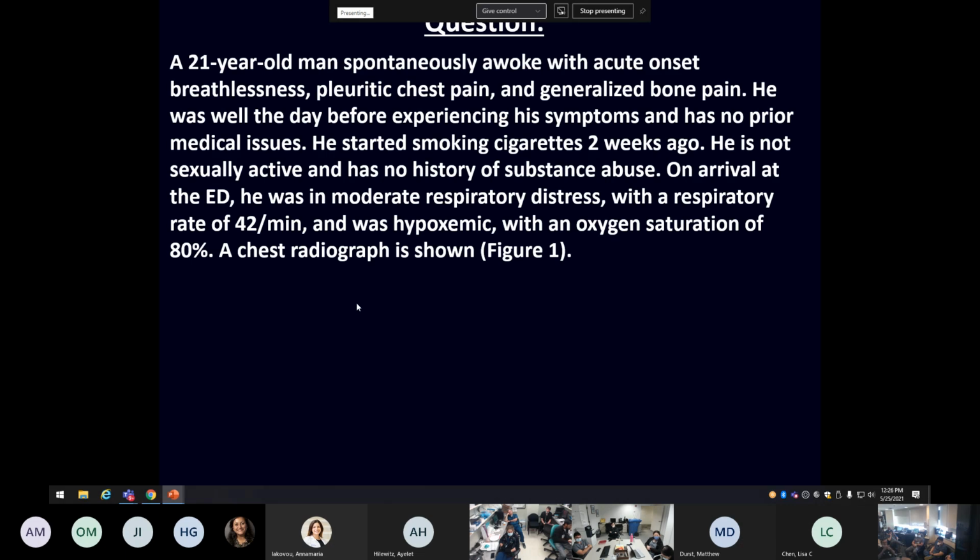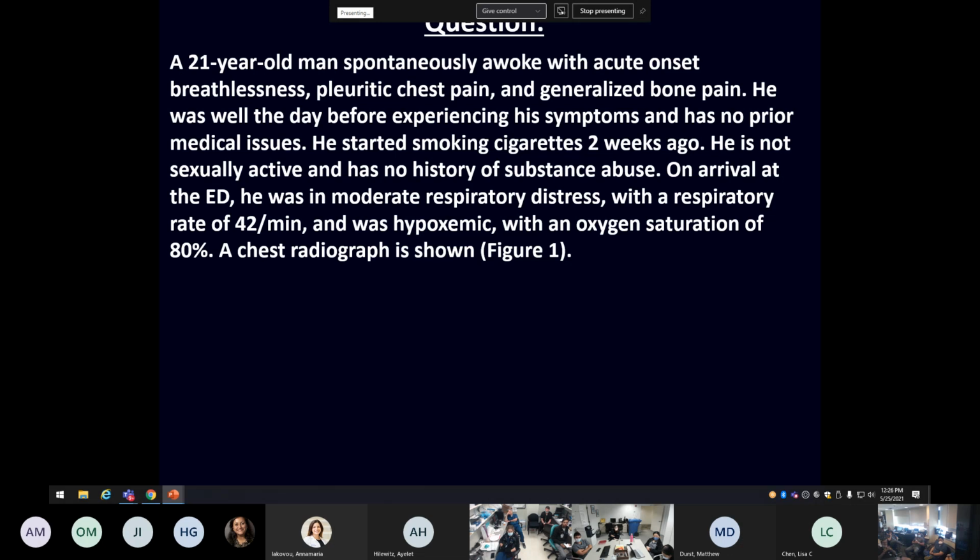So here, the second question, this isn't a giveaway because we just talked about it, but we'll answer the question. The 21-year-old man spontaneously awoke with acute onset breathlessness, pleuritic chest pain, generalized bone pain. He was well the day before experiencing his symptoms, has no prior medical issues, started smoking cigarettes 2 weeks ago. He's not sexually active. It's very similar to the previous one.